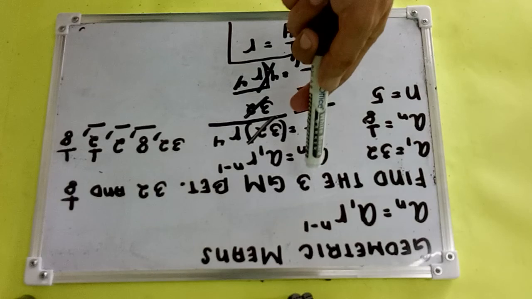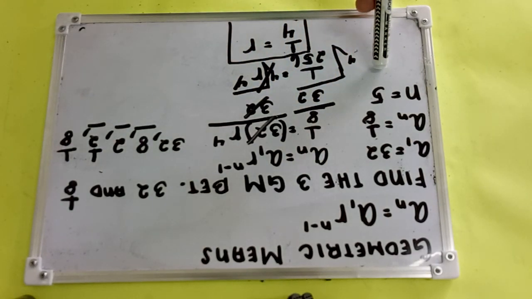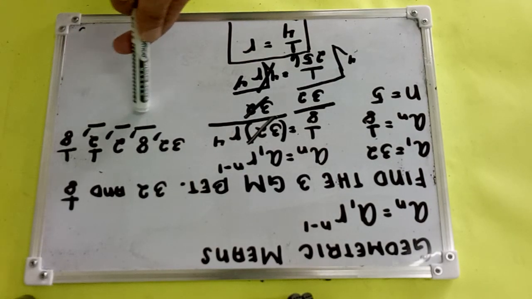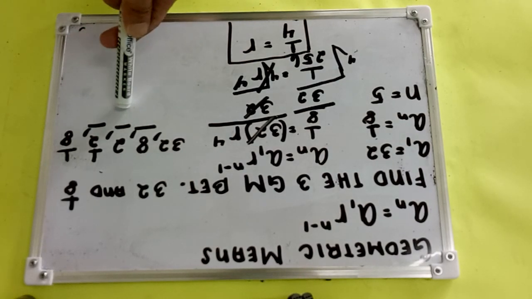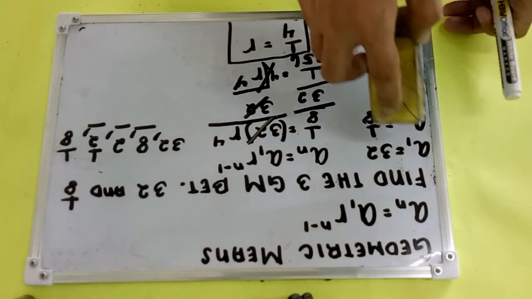Ngayon, kung 4 geometric means between 32 and 1/8, automatic yung number of terms natin magiging 6. Kasi magiging 4 yung nasa gitna dahil 4 geometric means ang hinahanap, and then the first and the last term. Next.